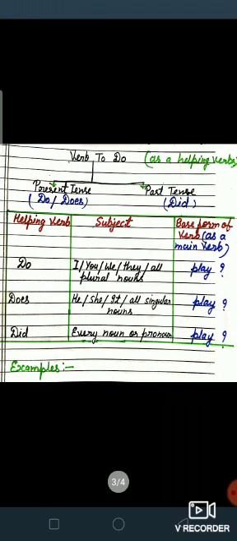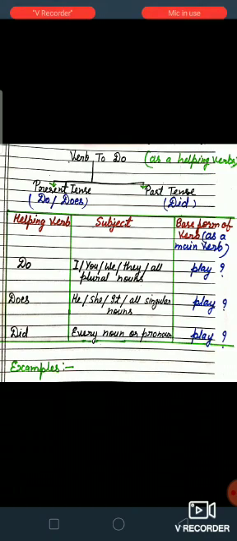Verb to do are three: do, does and did. Do and does are used in present tense and did is used in past tense. Verb to do is used as a helping verb for simple present tense and simple past tense in the formation of question and negative statement.